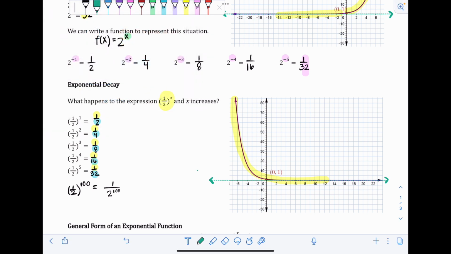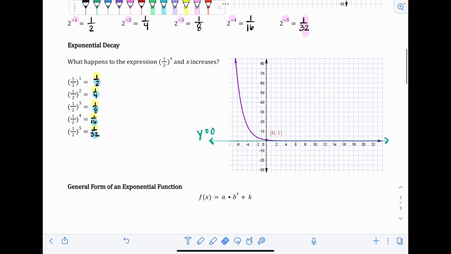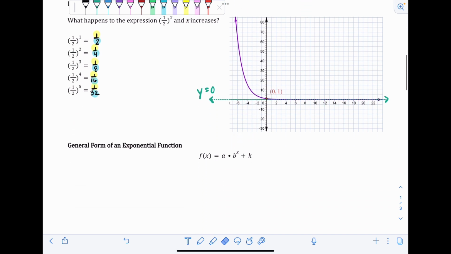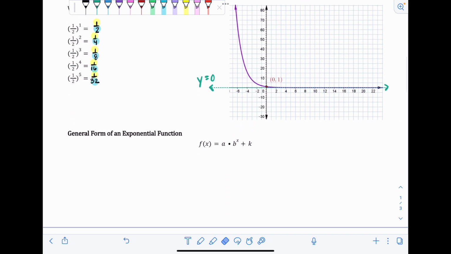It would just be shifted, kind of like a translation. Okay, so this is y equals 0, and then we can move down to the general form. And this is almost like standard form of an exponential function, just the order that we write it in.